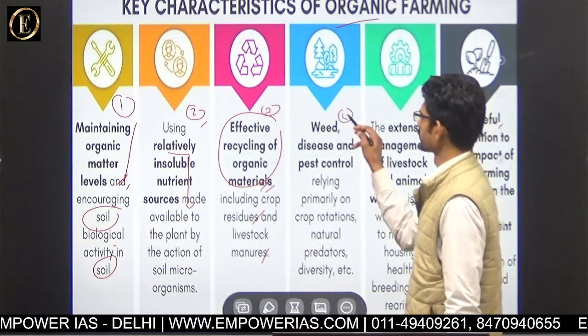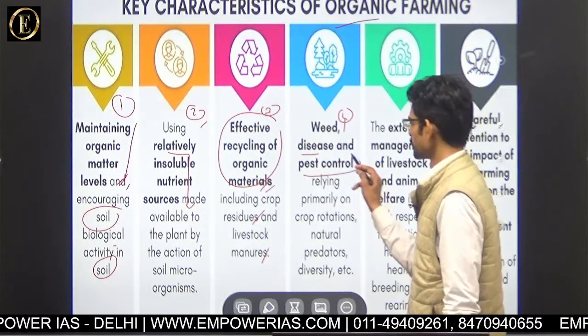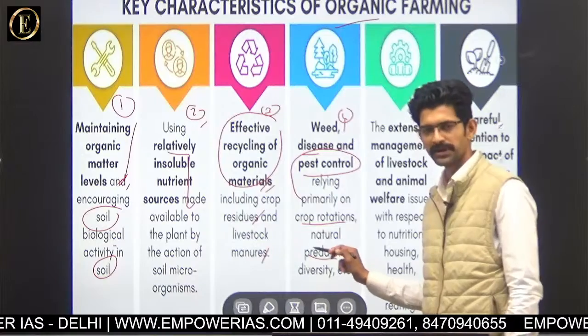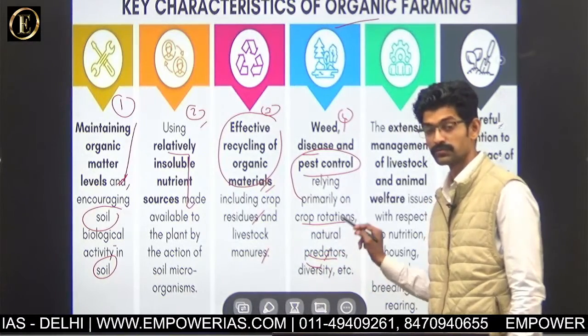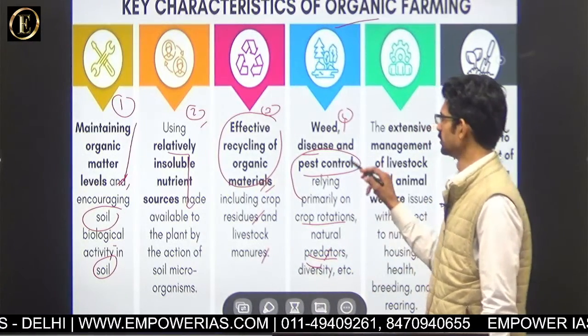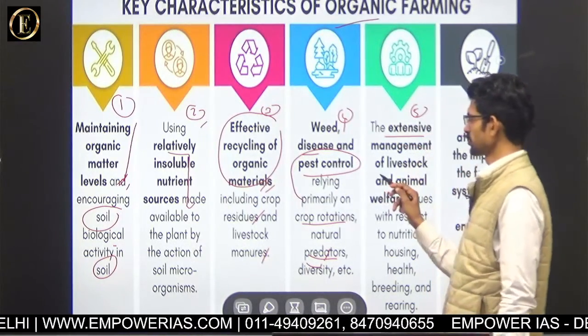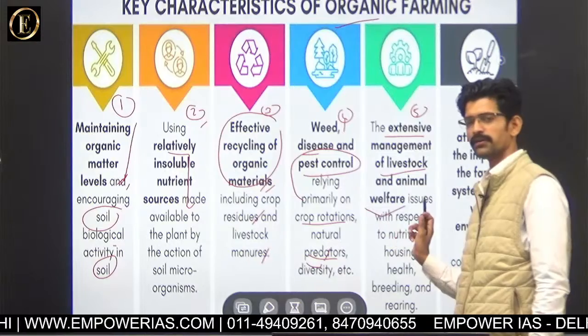Then weeds, disease and pest control, relying on crop rotations, natural predators and development of such crops which are weed resistant. Then fifth is extensive management of livestock and animal welfare.